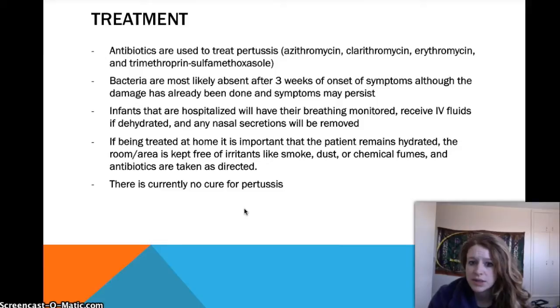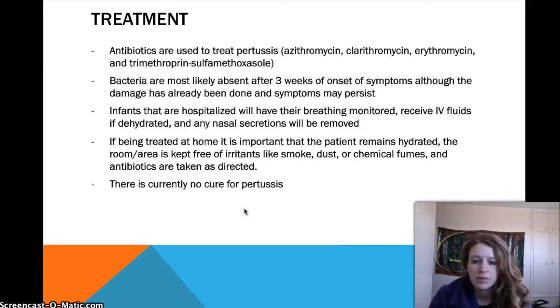Bacteria are most likely absent after the first 3 weeks, so it's not typical that doctors will prescribe antibiotics after this period, although the symptoms may persist and the damage has already been done. When an infant is hospitalized, there are some common practices such as providing oxygen, clearing nasal passages, and keeping the infant hydrated, as these patients are at higher risk than normal adult patients.